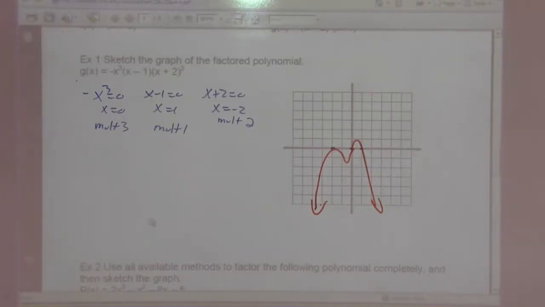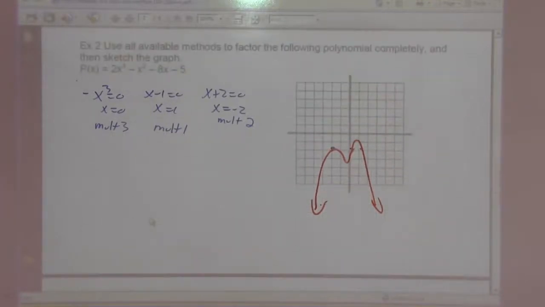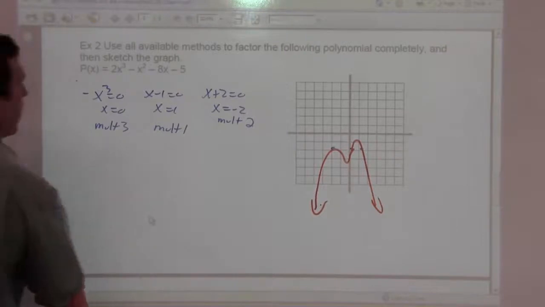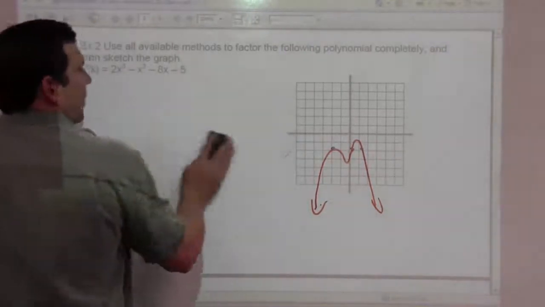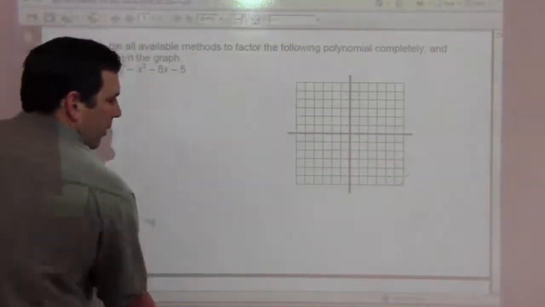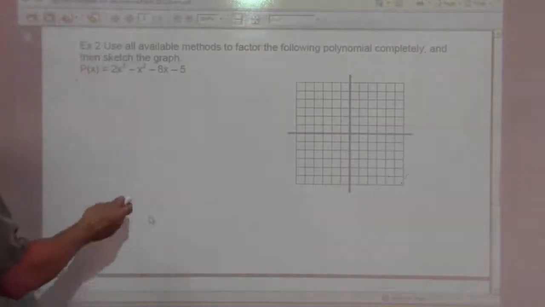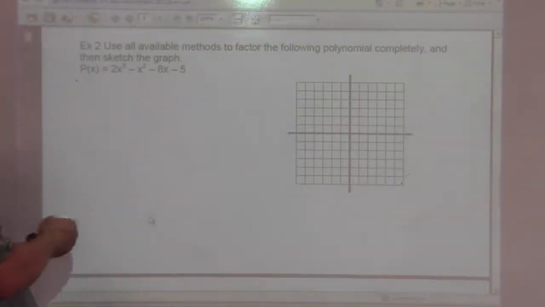Going to go on to example 2 now. It says use the available methods to factor the following polynomial completely and then sketch the graph. So it's a cubic, which means we're going to have 3 zeros. They may not all be real.